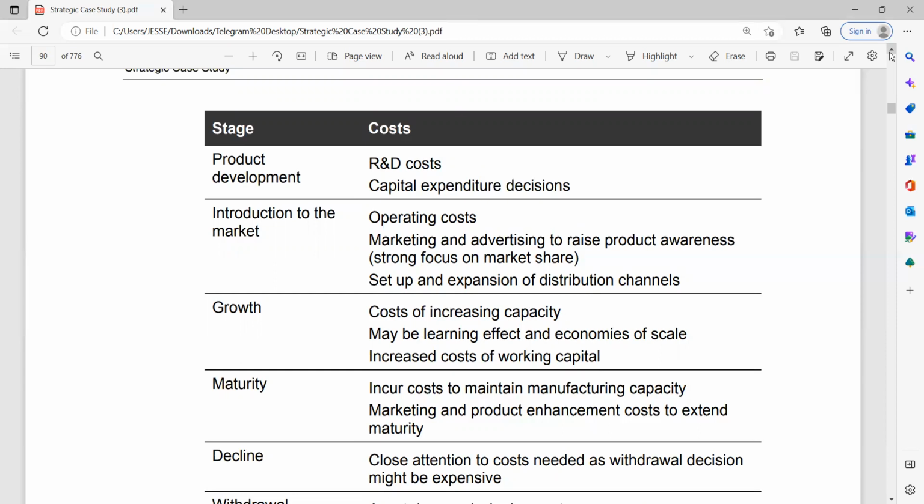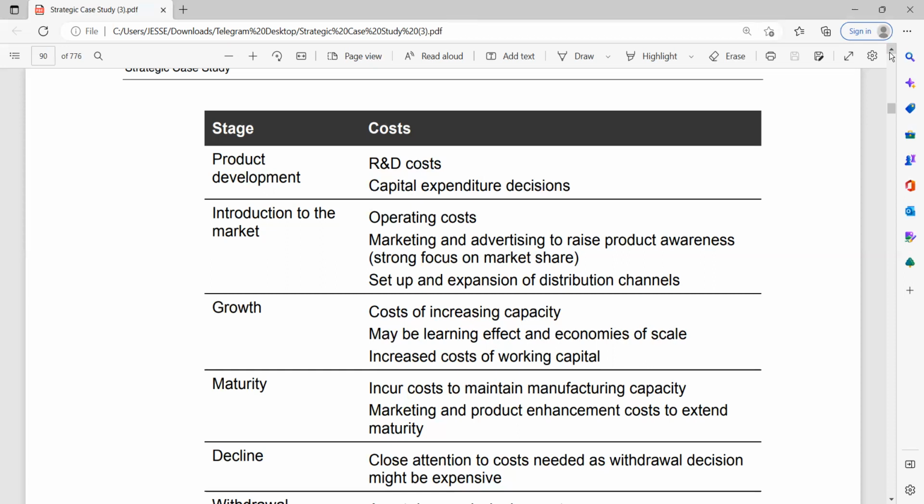Then when you introduce to the market, you have to do a lot in terms of marketing and distribution. So marketing and distribution costs, as well as operating costs. That is when you are introducing to the market. Very, very important. Then you also have the growth phase. In the growth phase, you are looking at expanding capacity. So any cost associated with expanding capacity becomes very, very important. So cost of increasing capacity, increased cost of working capital, etc. These are all costs associated with the growth stage.